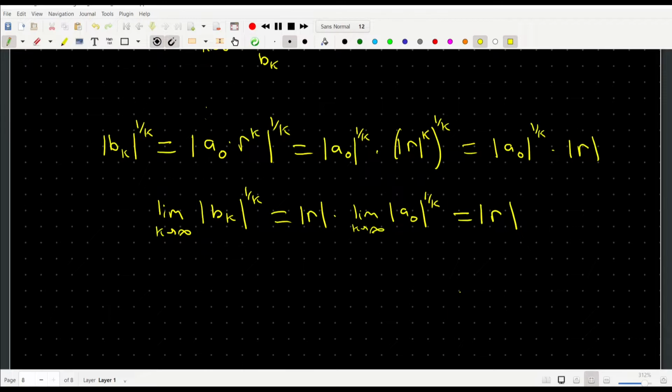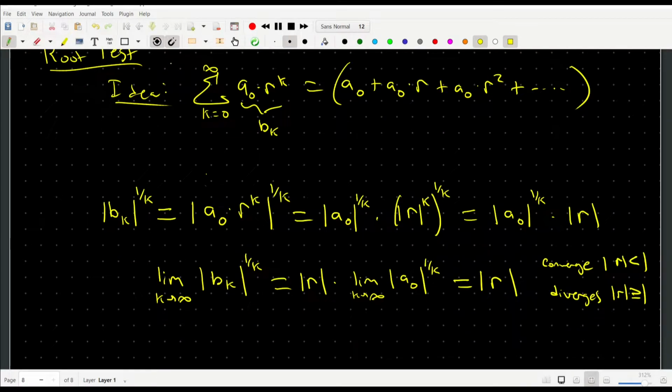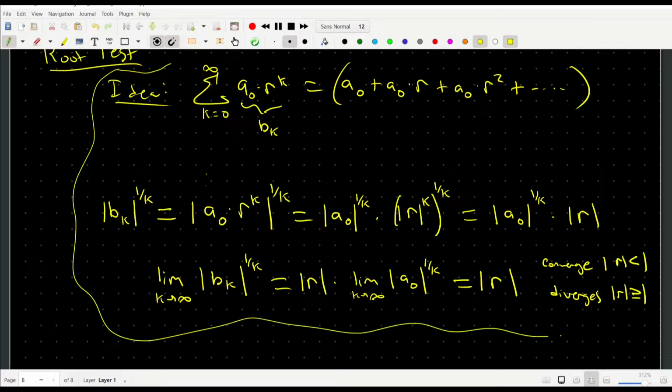So our limit here of the kth root of the kth term of this series is exactly equal to the absolute value of r for a geometric series, and we know that this is going to converge when the absolute value of r is strictly less than 1, and it diverges when the absolute value of r is greater than or equal to 1. And so this whole derivation right here has been just for the geometric series.